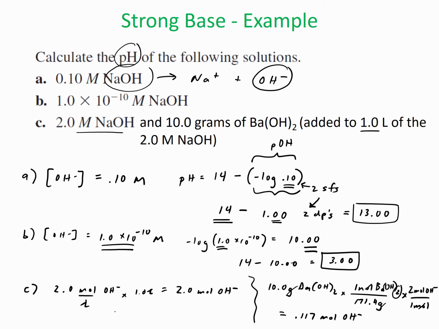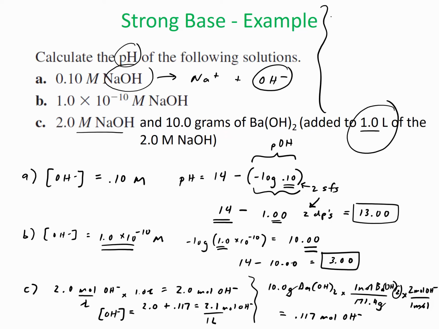Okay, so I'm going to add those. My amount of OH- is 2.0 plus the 0.117, which, because of sig fig rules, is 2.1 moles of OH-. This is all happening in 1 liter of solution. I'm out of space, so I'm going to write way up here. Again, I'm going to take the negative log. So my pOH is the negative log of 2.1.